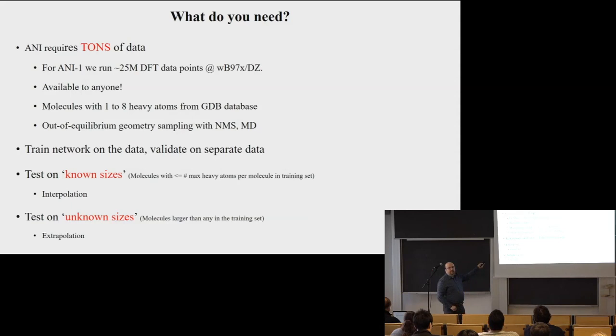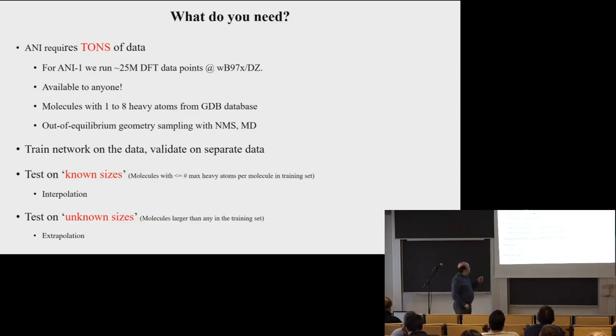Those things are extremely data hungry. If you're interested, all these data sets are available, and there are about 25 million QM calculations for small organic molecules. To get those structures, we use the GDB database, explicitly enumerated small organic molecules, in our case from 1 to 8 heavy atoms. And since we're interested in a potential, we use out-of-equilibrium geometries, and the bulk of this data is actually not the minima, but non-equilibrium geometries that have been generated with normal mode sampling. Then you train, and you test on some separate validation data.